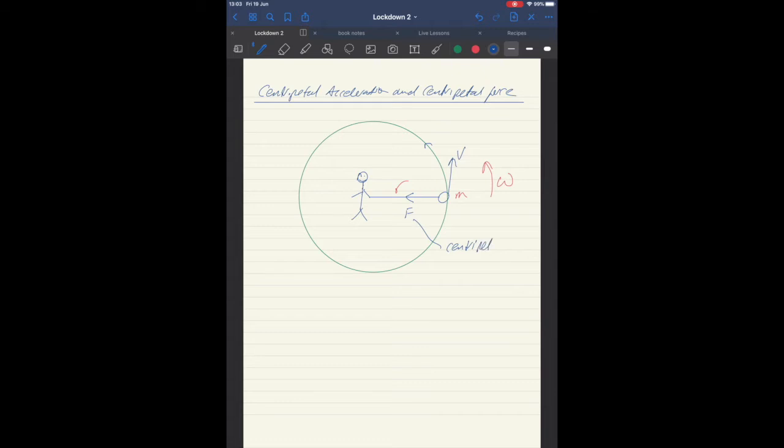This is sometimes called centripetal force, sometimes central force or radial force, but that's the force towards the centre. For anything to go in a circle, there has to be a force towards the centre of that circle, or it just won't go in a circle. There's no force acting outwards, that's what that arrow there means. There's only a force towards the centre. Okay?